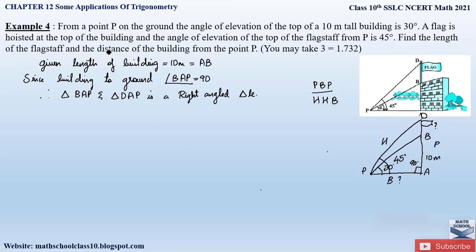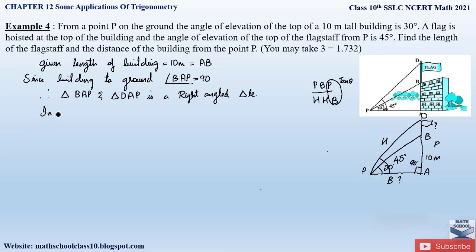Now let us first find out the distance of the building from the point A, that is, we have to find out the distance PA. So we will consider this triangle BAP. Here we have to find out the base value since we know the perpendicular or the height of the building, that is AB. Which trigonometric ratio is related to perpendicular and base? Perpendicular and base is given by tan theta, right? So in this triangle BAP we will apply the tan trigonometric ratio.